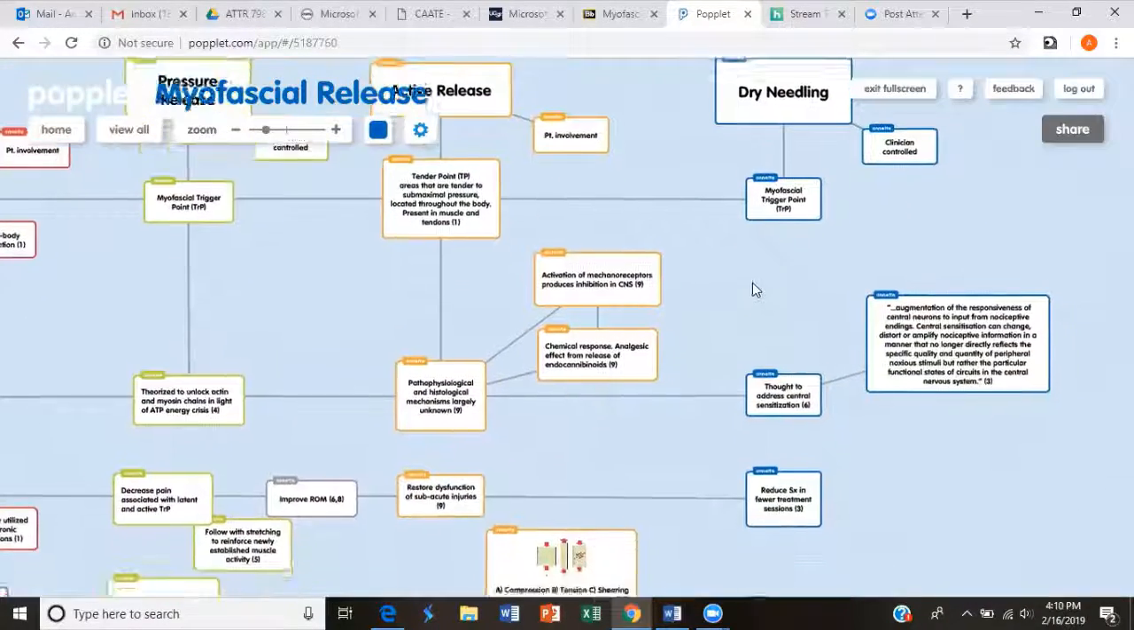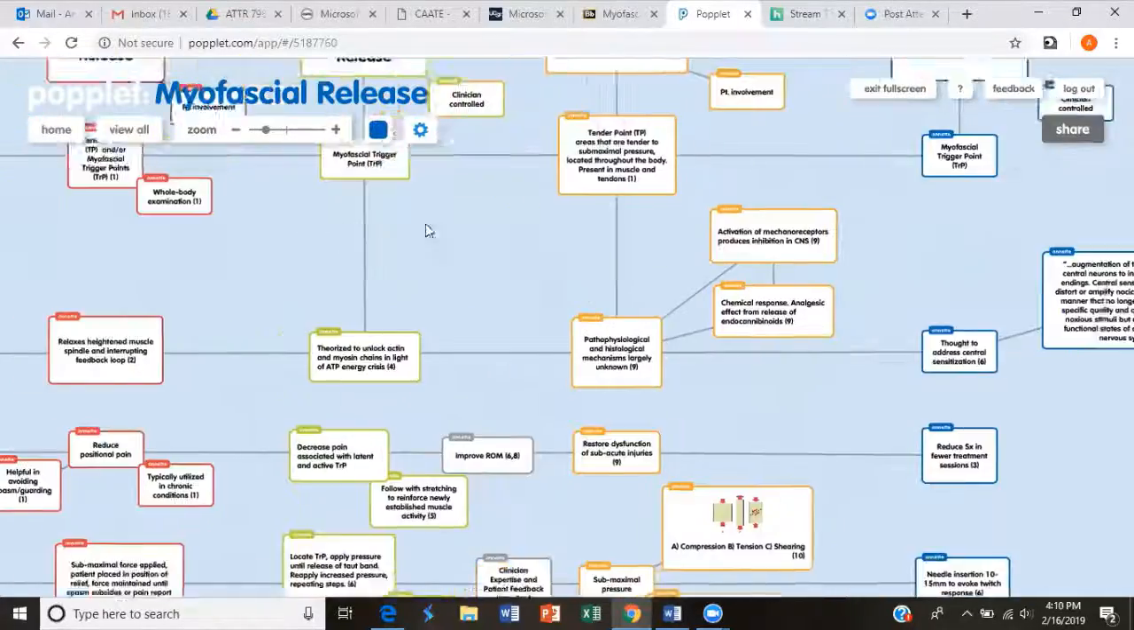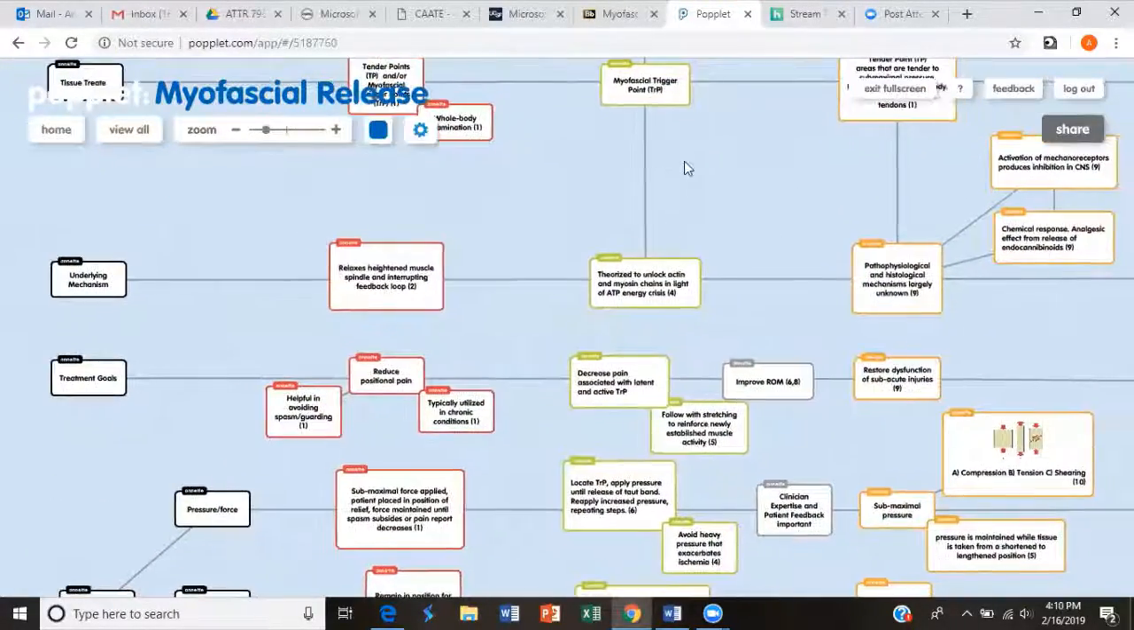And back to dry needling, this treatment is thought to address central sensitization. And looking at the work of Segura-Orti et al., he notes augmentation of the responsiveness of central neurons to input from nociceptive endings. Central sensitization can change, distort, or amplify nociceptive information in a manner that no longer directly reflects the specific quality and quantity of peripheral noxious stimuli, but rather the particular functional states of circuits in the central nervous system. So how does this information all apply to our treatment goals?